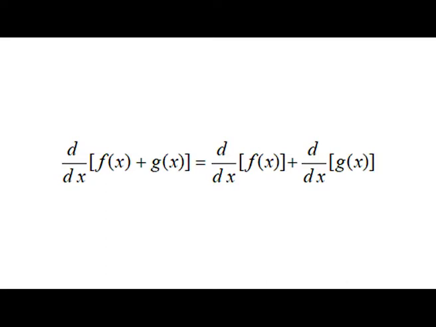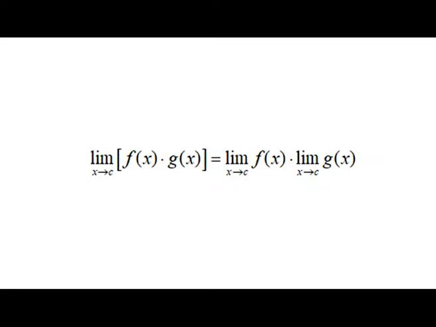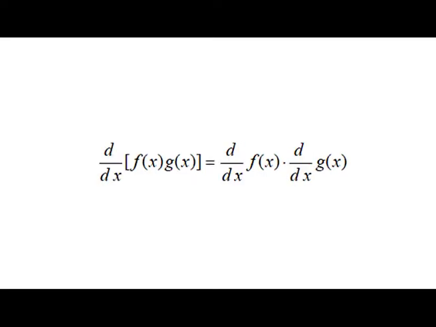But from the product rule of limits of functions, limit of f(x) times g(x) as x approaches c is limit of f(x) as x approaches c times limit of g(x) as x approaches c. Never expect a result of the form d/dx of f(x) times g(x) equal to d/dx of f(x) times d/dx of g(x).